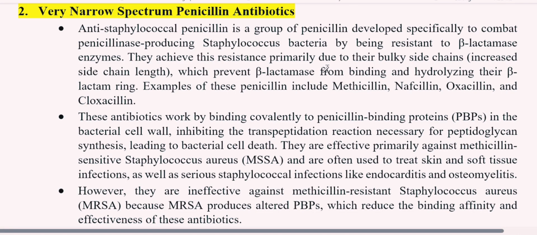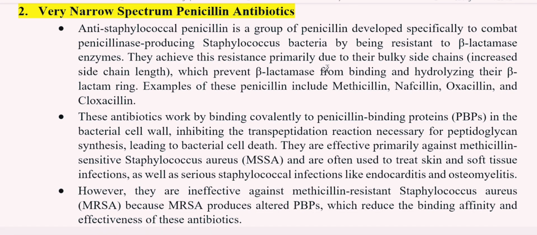In the previous lecture, we discussed the narrow spectrum penicillin antibiotics. In that, we had two examples, penicillin G and penicillin V. They were effective against most of the gram-positive bacteria, and because of their bigger size, they had a narrow spectrum. We found that there is a bacteria, Staphylococcus aureus, that produced beta-lactamase. Due to the production of beta-lactamase, natural penicillins were not effective against that bacteria.